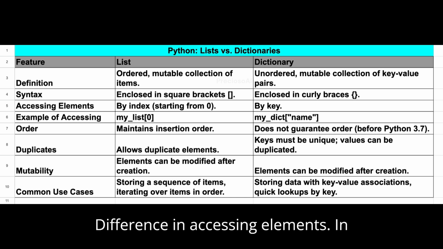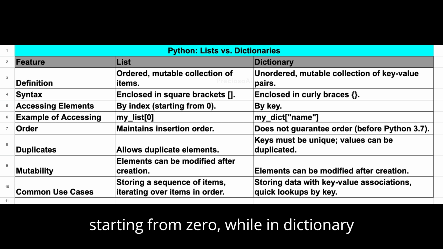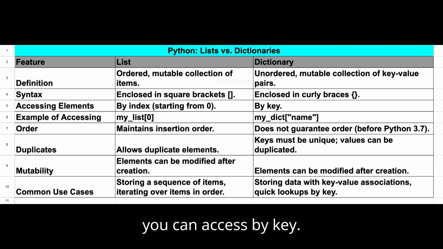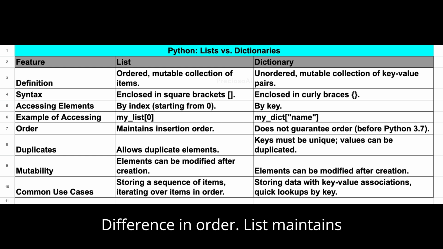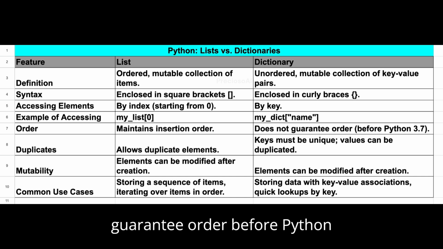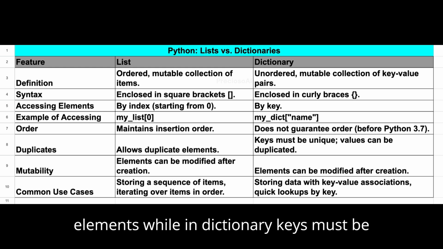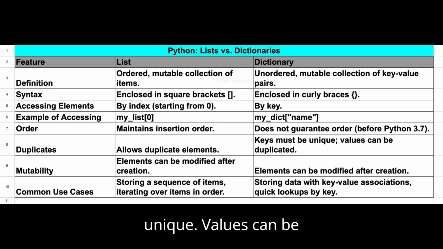Difference in accessing elements. In list, you can access elements by index, starting from 0, while in dictionary, you can access by key. Difference in order. List maintains insertion order, while dictionary does not guarantee order before Python 3.7. Difference in duplicates. List allows duplicate elements, while in dictionary keys must be unique.